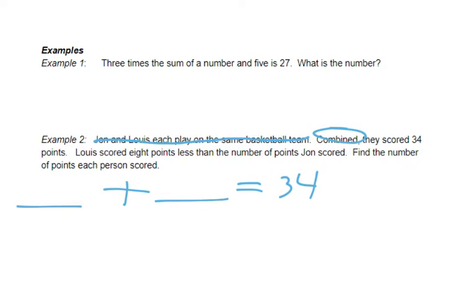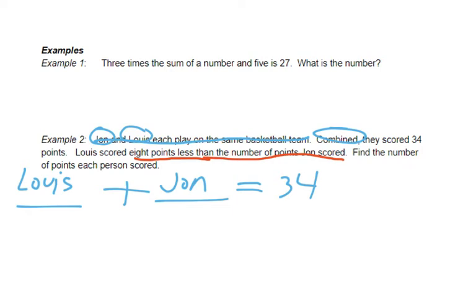Maybe I'll let the first blank be Lewis, right? Because it said John and Lewis. And the second blank be John. Okay, now we have to represent their amounts algebraically because watch what it says in the next sentence. Lewis scored 8 points less than the number of points John scored. Find the number of points each person scored.